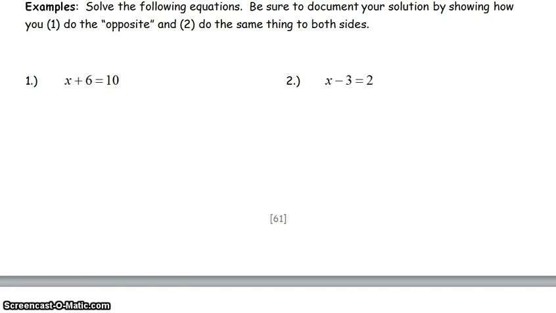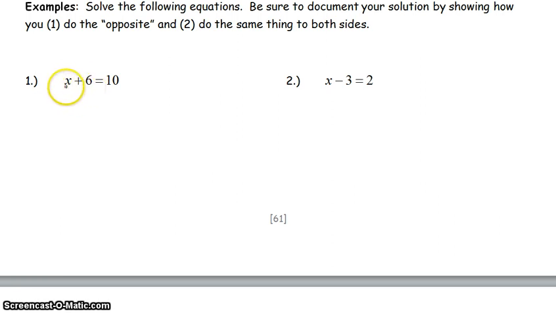We have x plus 6 equals 10. Now we have to determine first, what are we solving for? We're solving for x. Now you could do this in your head. We know 4 plus 6 is 10. But the most important thing here is that you get the process. So let's go through and solve this equation.